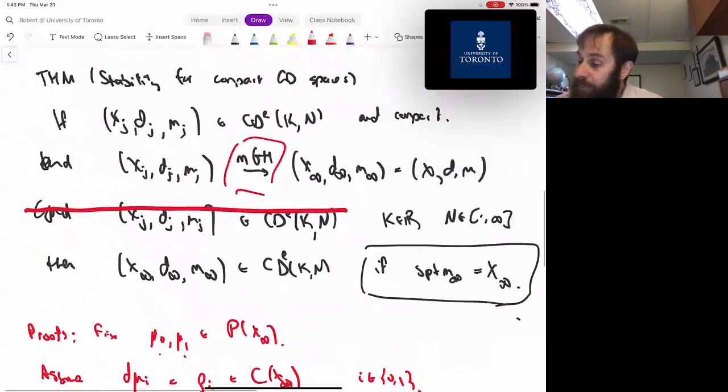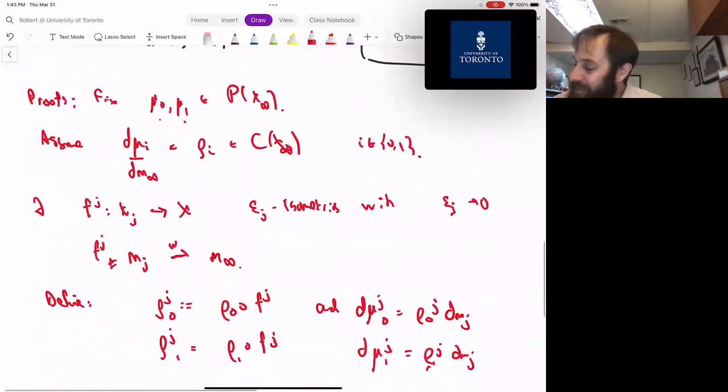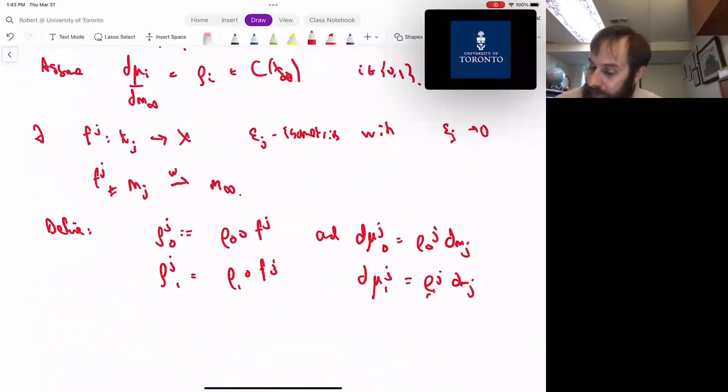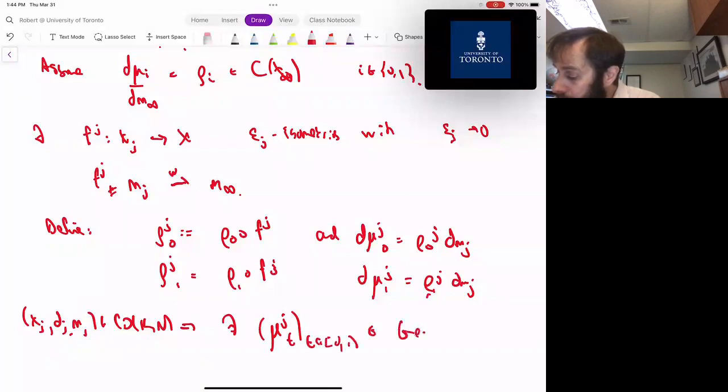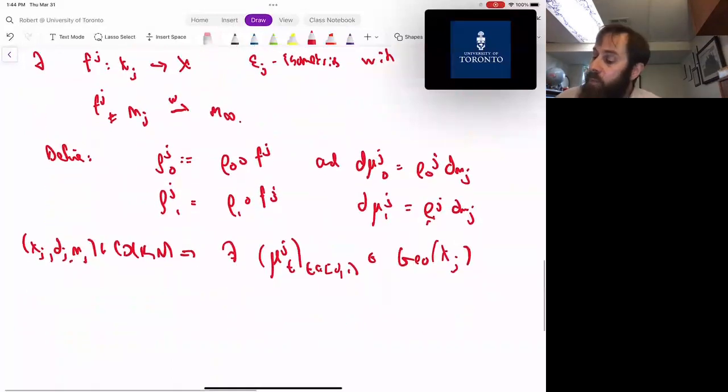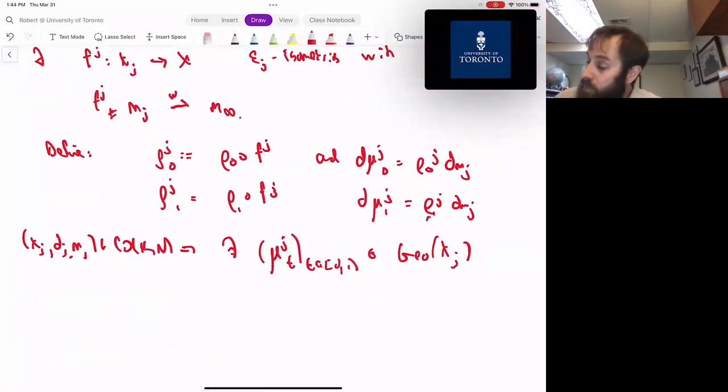And then because I have this redundant hypothesis that I wrote twice, since (X, d, m) is CD(K,N), there exist these approximating geodesics, mu_jt. And we showed last class that when you have a Gromov-Hausdorff limit of spaces and you have a sequence of geodesics in those spaces, then they will converge uniformly to a limiting geodesic.